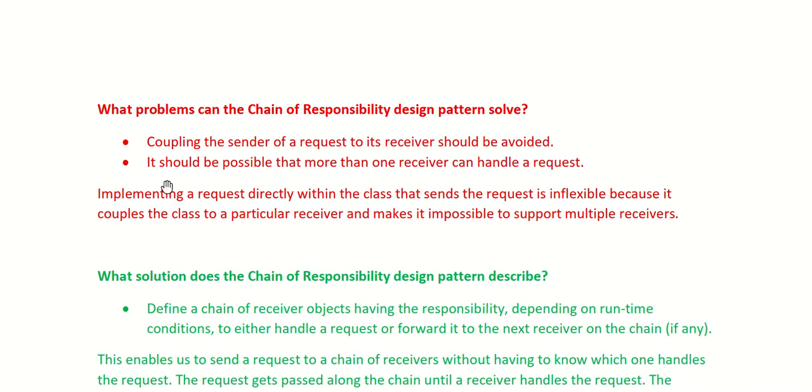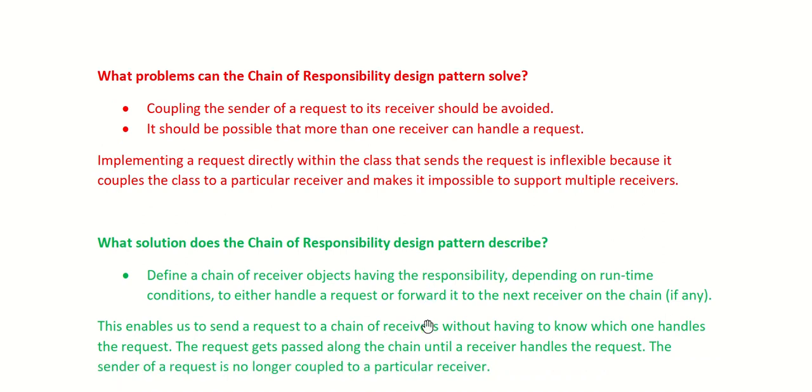Implementing a request directly within the class that sends the request is inflexible because it couples the class to a particular receiver and makes it impossible to support multiple receivers. That is the biggest drawback if we couple the sender of the request and the receiver. That's the problem the chain of responsibility design pattern tries to solve.